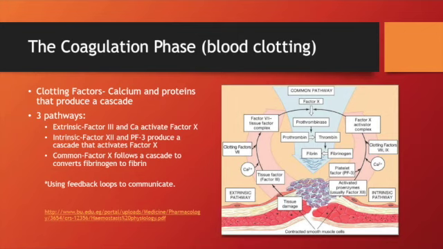Lastly, the common pathway begins when factor X is activated and through multiple proenzymes, fibrinogen, which is a soluble protein, is converted to fibrin, an insoluble protein. Fibrin is then used to trap platelets and form the blood clot. These pathways communicate through feedback cycles to either stop or accelerate the clotting process.